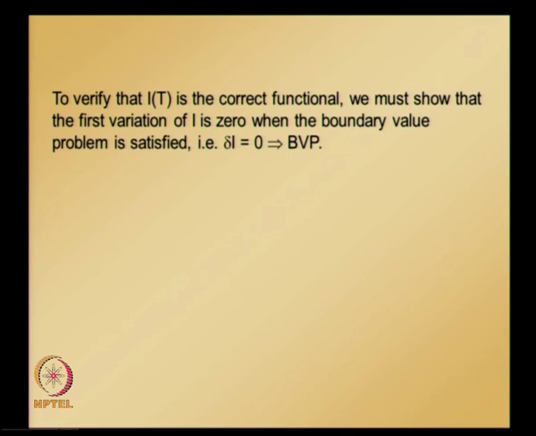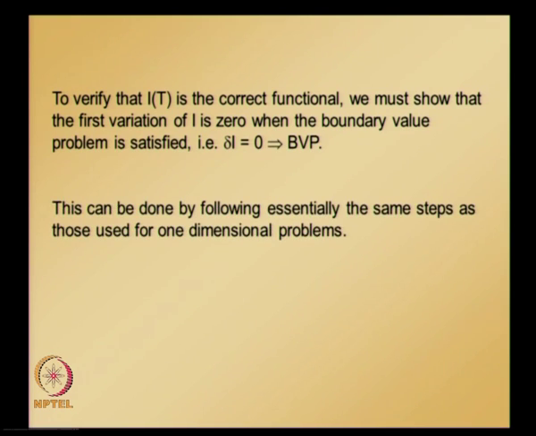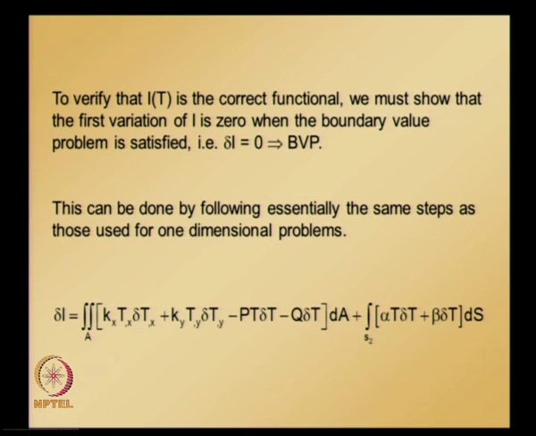So equivalent functional is given, so we need to check whether variation of I is equal to 0 or not. If it is satisfied, then it is going to be the equivalent functional for the given problem, and this can be done by following essentially the same steps as those used for 1 dimensional problems, which we already did. So first step is we need to take variation of I. So, variation of I can be written like this by using variational identities that we learnt when we started out with this variational approach or Rayleigh method in the earlier lectures.